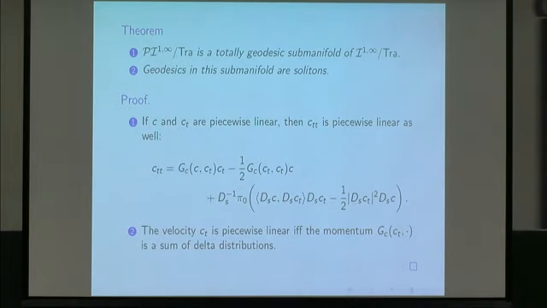And the velocity c_t is piecewise linear if the momentum is a sum of delta distributions. You just write it out and you check it. The combinatorial formulas to do this go over pages and pages, and it's not completely trivial, but to summarize it here is quite obvious.